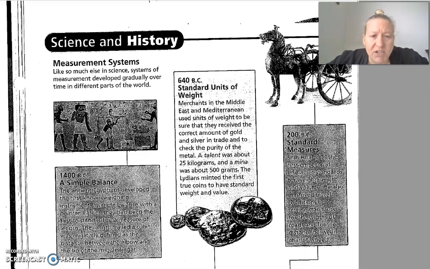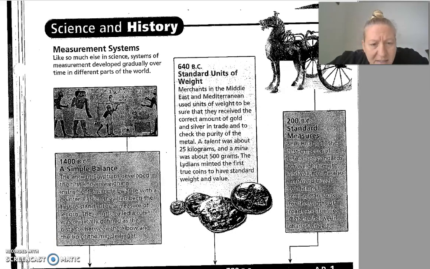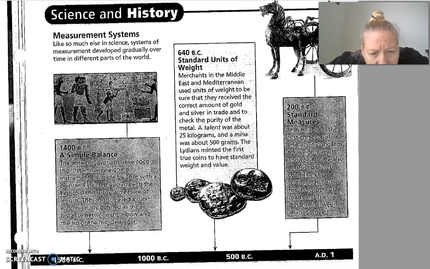Science and history, the measurement system. Like so much else in science, systems of measurements developed gradually over time in different parts of the world. Let's see if we can read this one. A simple balance. The ancient Egyptians developed the first known weighing instrument, a simple balance with a pointer. Later, they were the first to standardize a measurement of length. The length, called a cubit, was originally defined as the distance between the elbow and the tip of the middle finger.